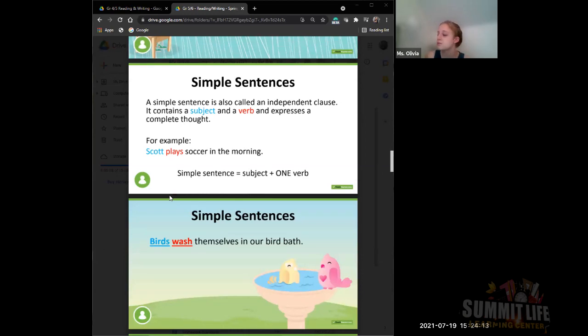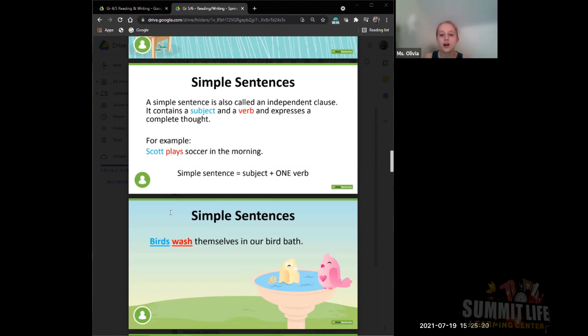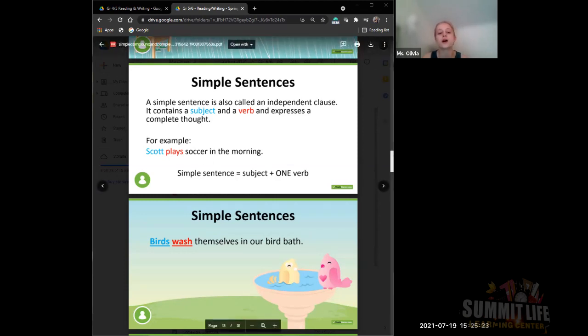Rachel, what does a simple sentence equal? Guys, give Rachel this time to answer, please. I know you're eager. Just give Rachel a minute. An independent clause is a simple sentence, right? A simple sentence is also called an independent clause. So what's the formula for a simple sentence? I had you write it down. Beautiful, Rachel. One verb specifically, and a subject.